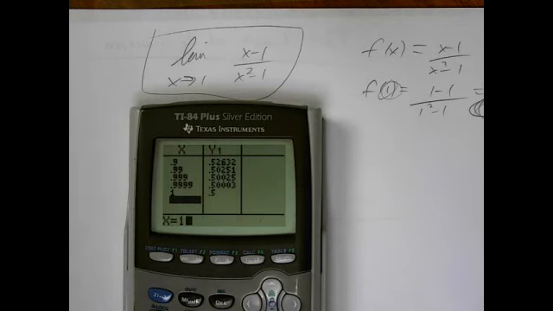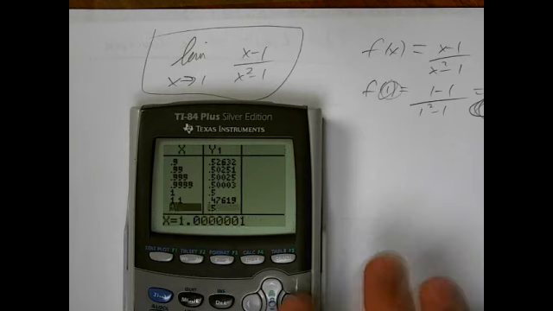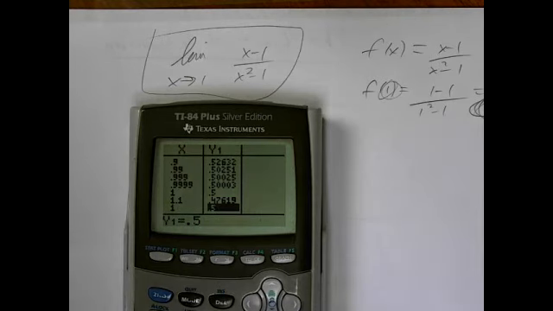I put in a 1.1, 1.01, 1.001, and a 1.0000001. Once again, you've gotten so close to 0.5 that the calculator can't tell the difference. It cannot tell that that does not actually equal 0.5 at that x value.